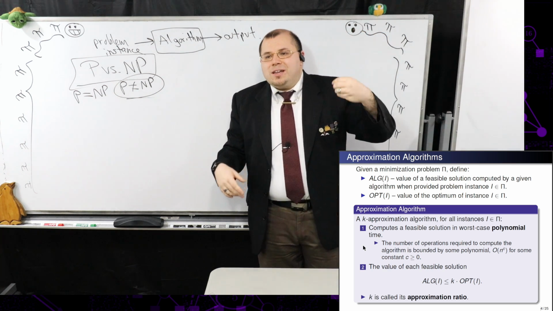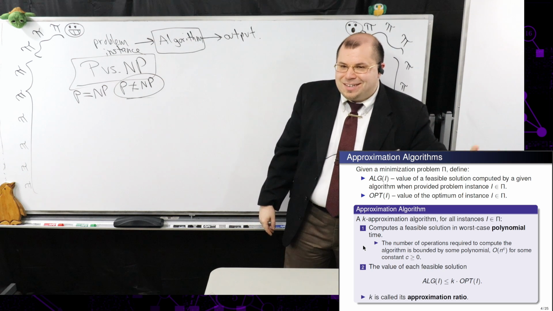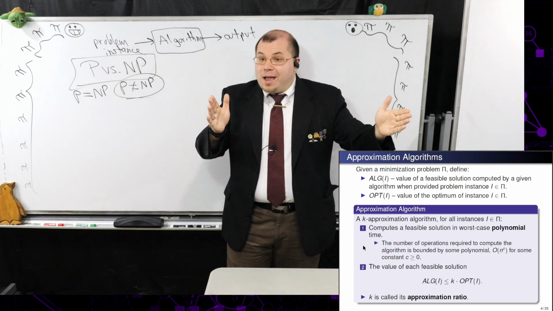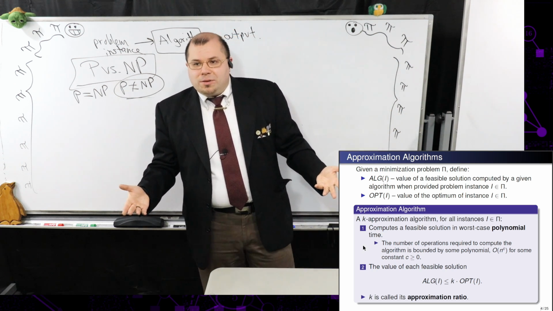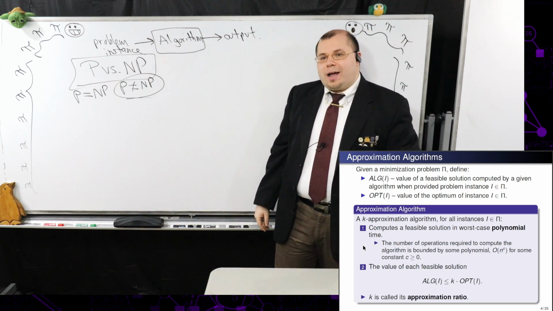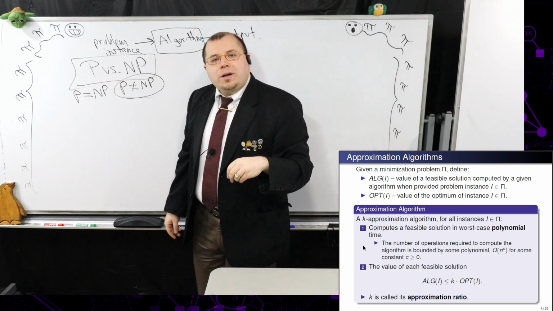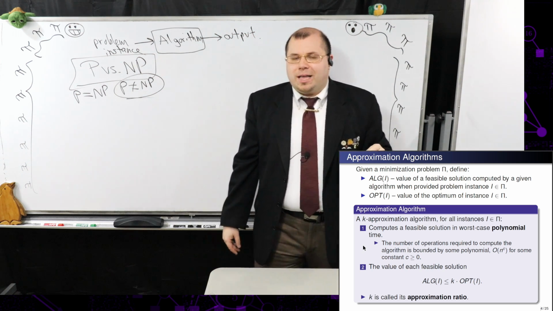So it's always going to be at most k times the optimum. That means I have a nice bound telling me how close I am by a multiplicative factor. So that's what an approximation algorithm is. For example, if I told you I had a 2 approximation algorithm, that means that the algorithm always produces answers that are no worse than twice as bad as the optimal answer.